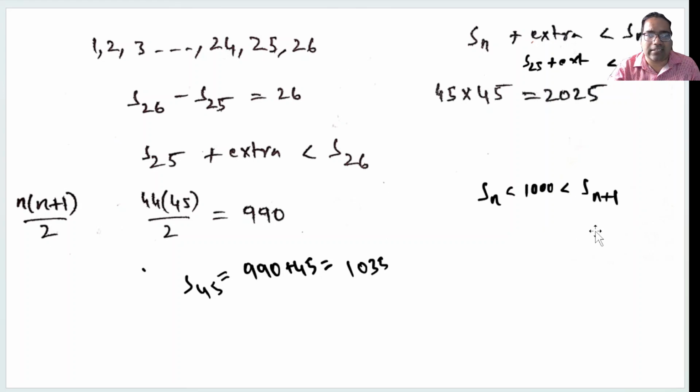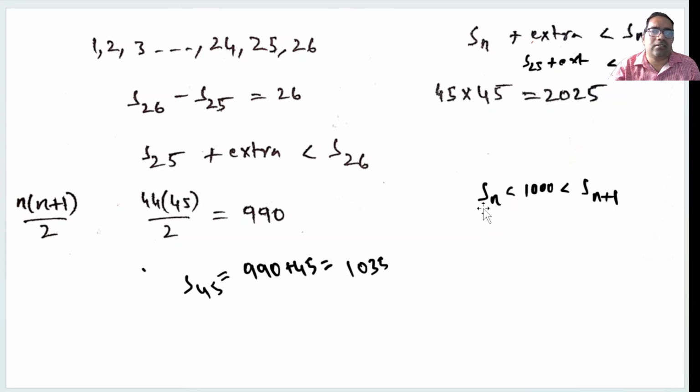This is important. Why is it less than Sn plus 1? Because we have to add n plus 1, then only we will get Sn plus 1. But whatever numbers we can add are all either less than or equal to n. So we cannot add n plus 1. So this 1000 should always lie between some Sn and some Sn plus 1.